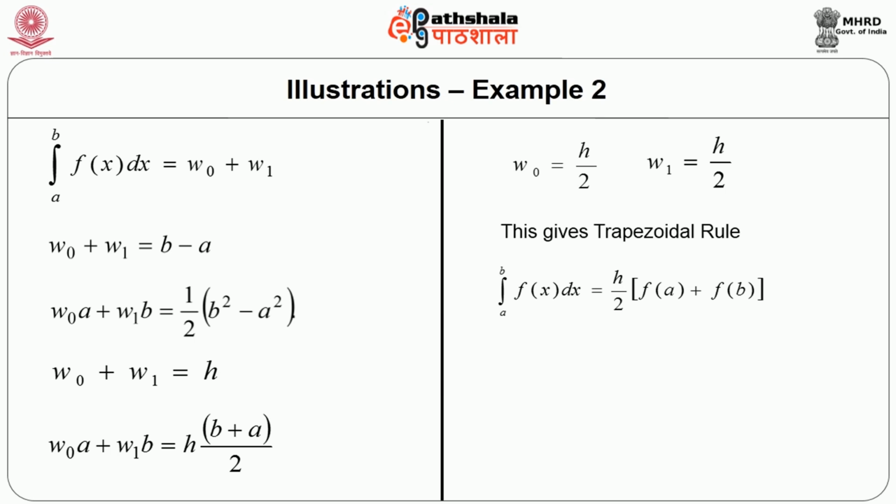So, at x0 the function is a, at x1 the function is b. So, we get w0 a plus w1 b is half of b square minus a square. Our h is b minus a. So, w0 plus w1 is equal to h, a w0 plus b w1 is h into (b plus a) by 2, and solving it, just substituting w1 as h minus w0, and using this substitution in the second equation, we get w0 is h by 2 and w1 is h by 2, and the trapezoidal rule is integral a to b f(x) dx is h by 2 into (f(a) plus f(b)).